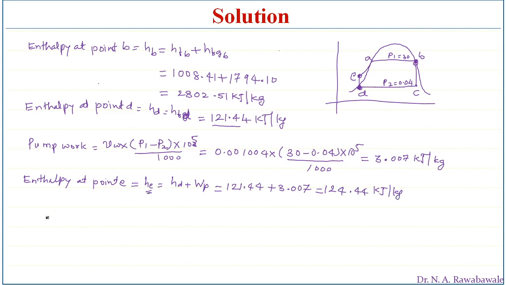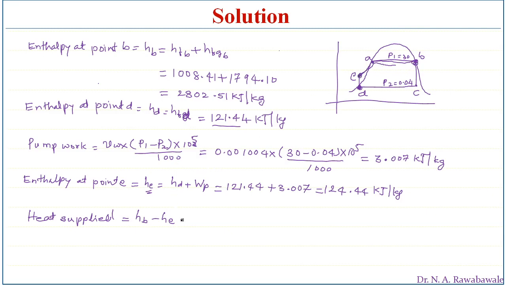Now heat supplied can be obtained from this. Heat supplied is equal to HB minus HE. So heat supply starts at point E. From E to A, sensible heat is supplied. From A to B, latent heat of vaporization is supplied. Enthalpy at point B minus enthalpy at E gives us the heat supplied from point E to B.